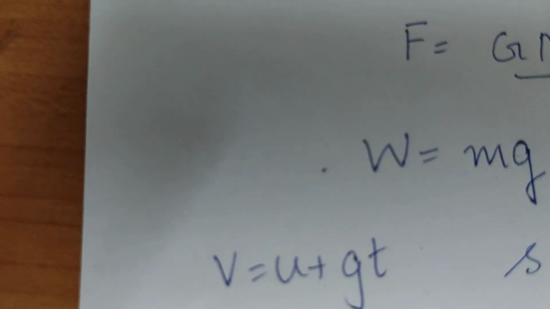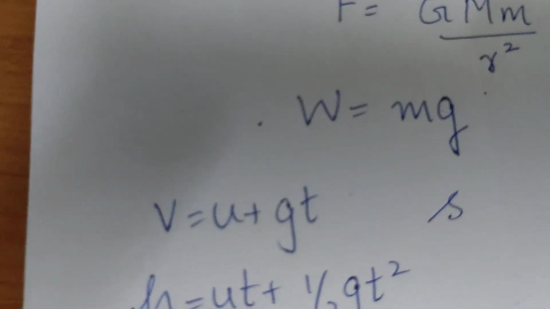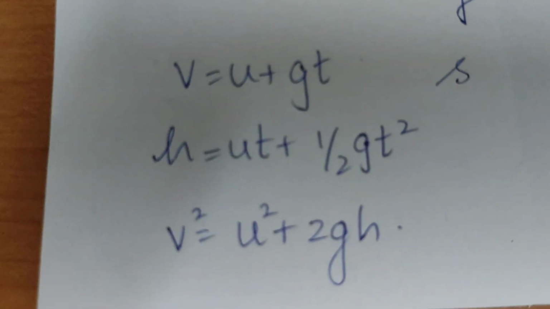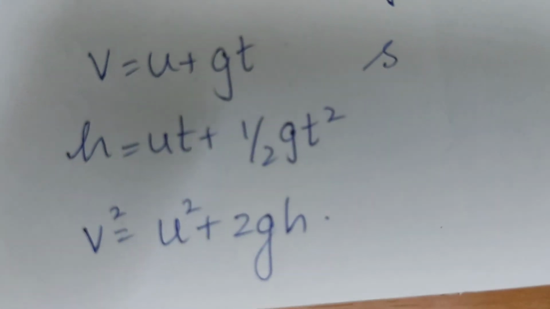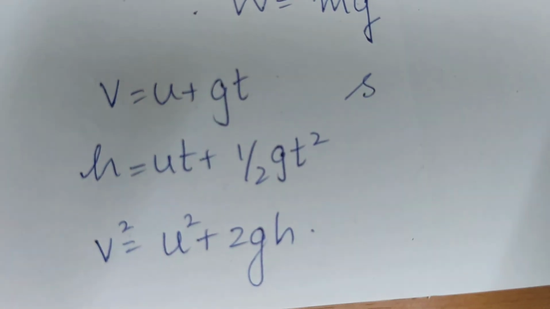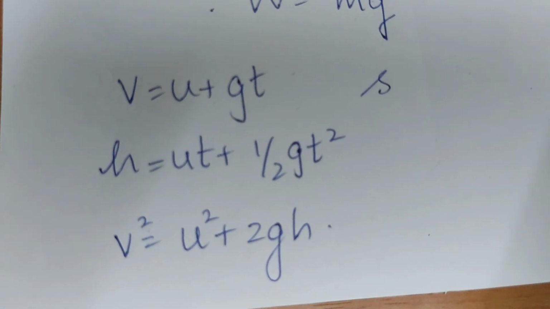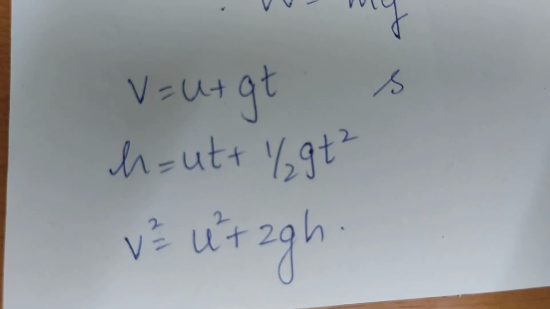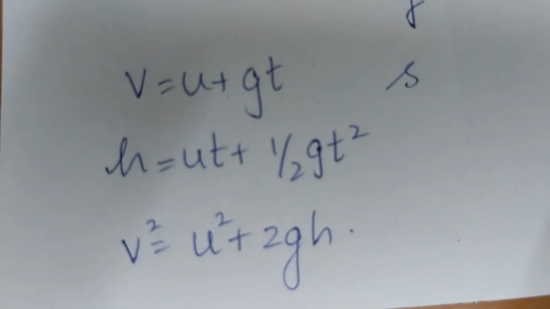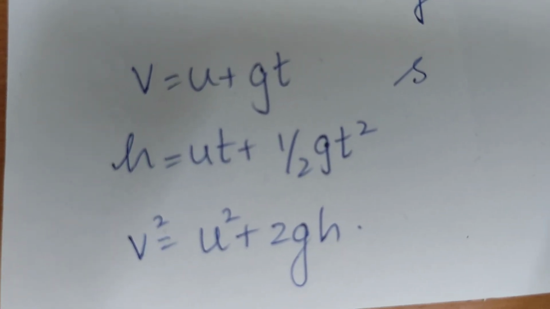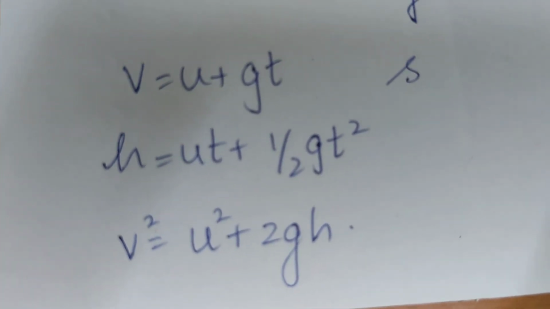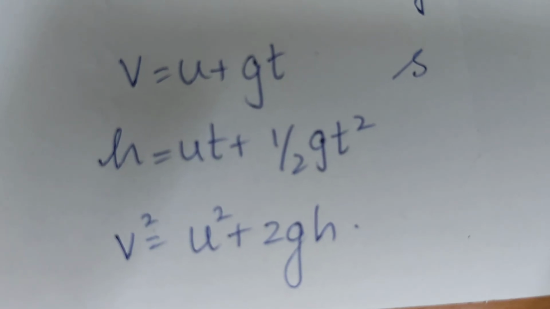Now, next, we know that in this case we are talking about free fall motion. Free fall motion is an example of uniformly accelerated motion, so you can use the three equations of motion. Here we will just replace small a by small g and s by h, because when a body falls freely, it is the height covered by the body. See, v is u plus gt. This is the first equation of motion for a freely falling body. h is ut plus half gt square. v square is u square plus 2gh. So these three equations you can use for a freely falling body.